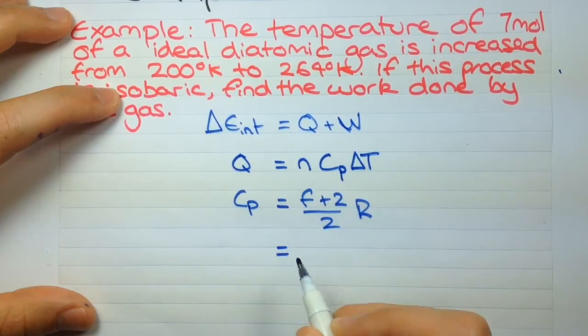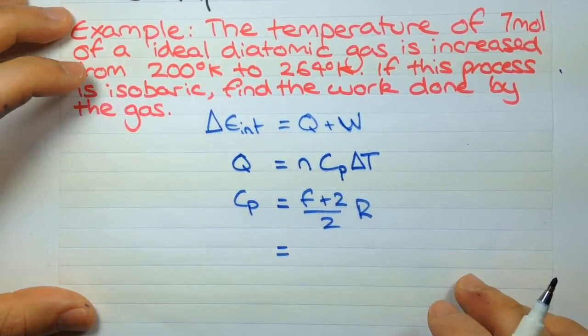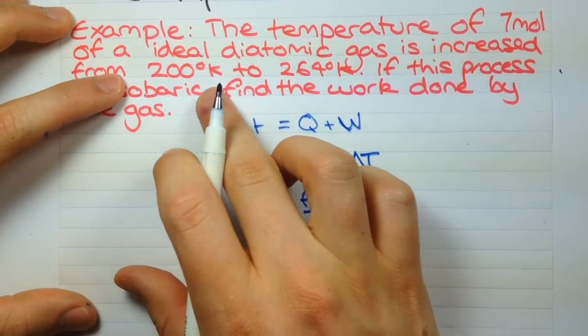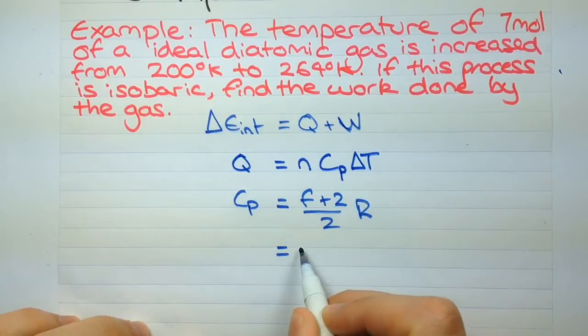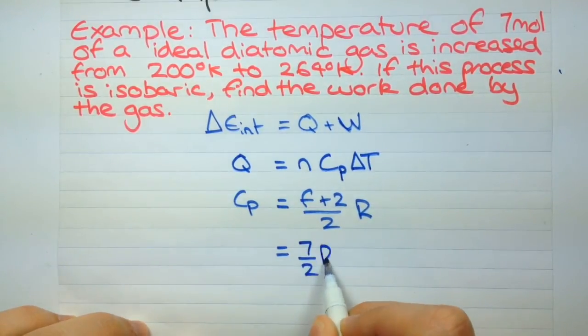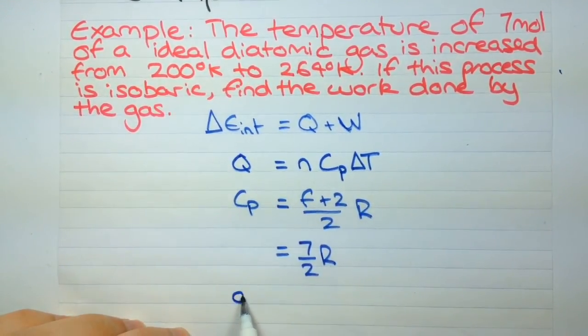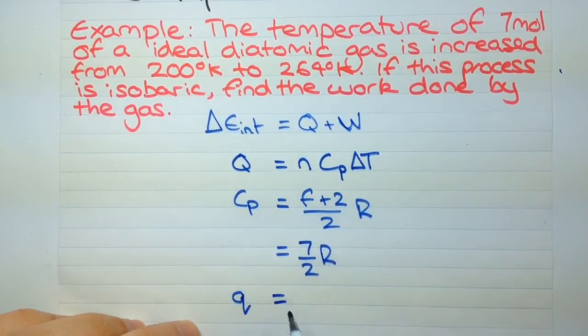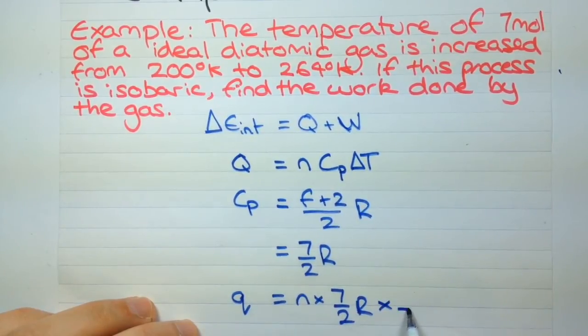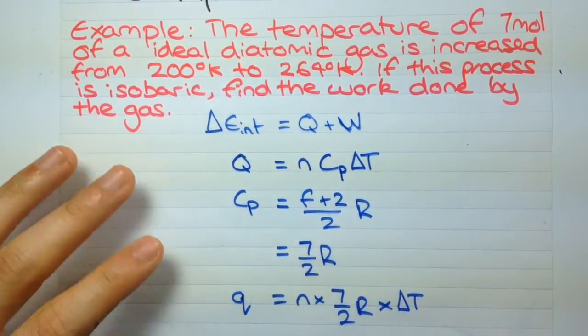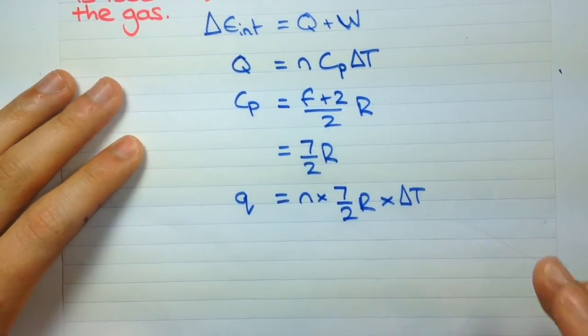And in this case, we've got a diatomic gas, and it's above 100 degrees Kelvin but below 1000, and so it actually has 5 degrees of freedom. So that gives us C_P equals 7/2 R. And so our new formula for Q is equal to n times 7/2 R times delta T. Right. So now we can start subbing in some values.